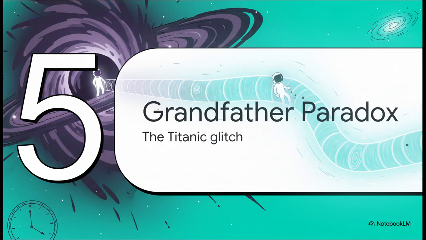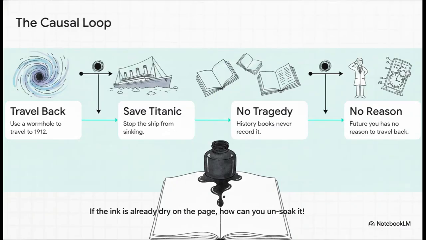Which brings us to part 5, the grandfather paradox, the Titanic time travel glitch. See, because wormholes can bridge vast distances instantly, relativity tells us they could also act as bridges backward through time. But this creates a massive, universe-breaking logic glitch known as a causal loop. Let's use the Titanic to really break this down.